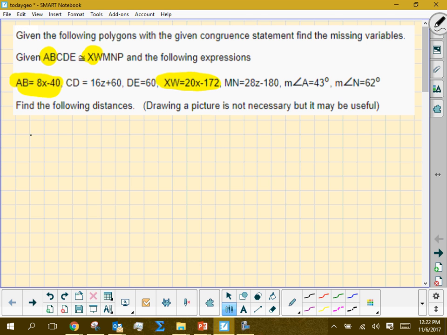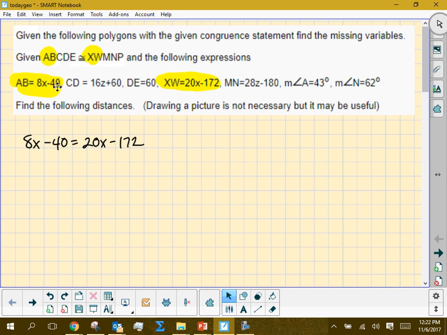So I should say 8x minus 40 is equal to 20x minus 172. Is that doable for everybody? Yeah. Now, it's up to you whether you solve that now or you continue through the problem and find some other congruencies. I'm just going to go ahead and find some other congruencies.